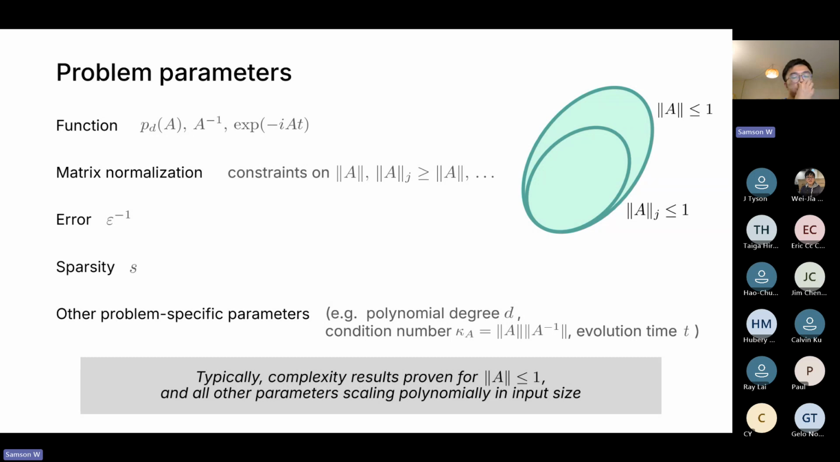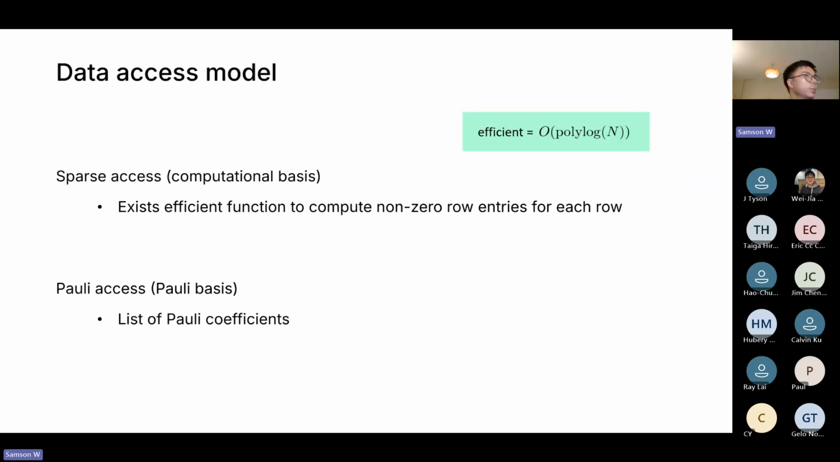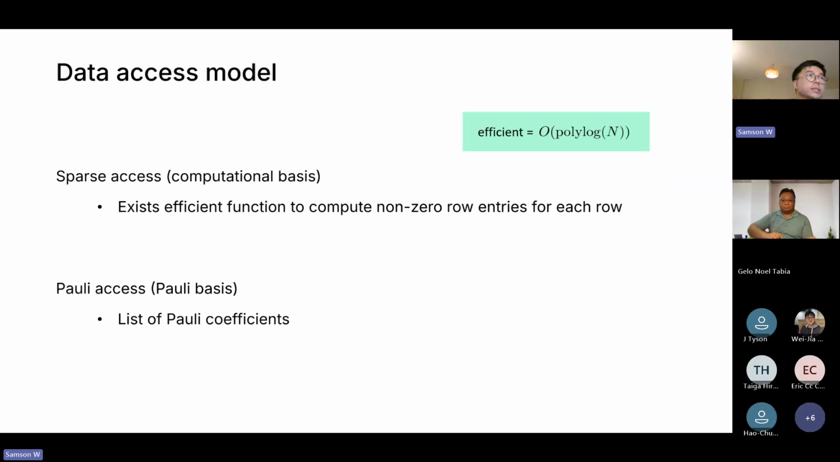Now, there's one more parameter or hyperparameter, if you like, which plays a key role in the complexity. And this is the data access model. We've touched on this briefly, but not explicitly. This is about how you are actually going to access your data, in this case a matrix. We asked for efficient access to the matrix, where efficient, we recall, means in order polylog n time.